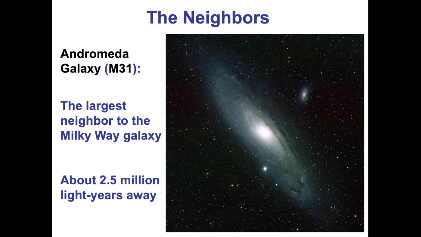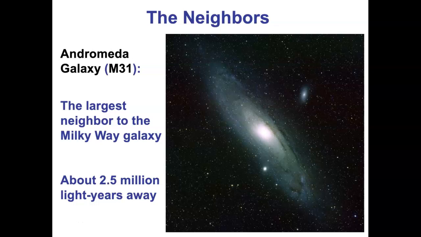Once you get outside of the Milky Way and the dwarf galaxies near the Milky Way, you can get out into the rest of, well, the universe. This is the Andromeda Galaxy. The serial number is M31.